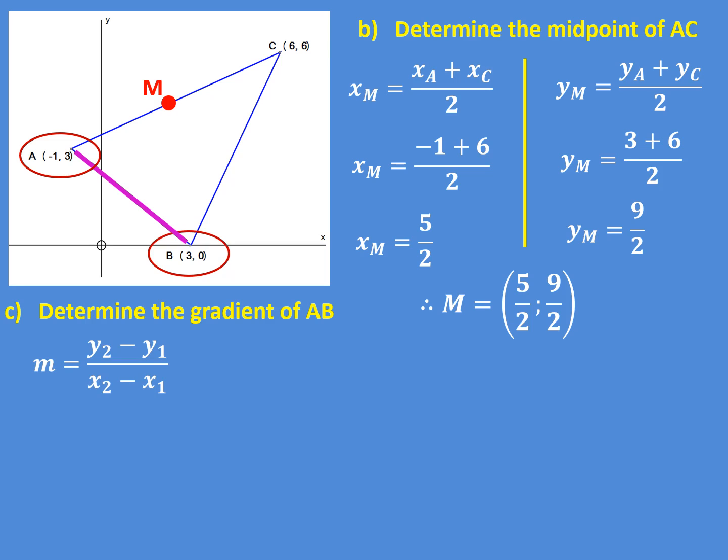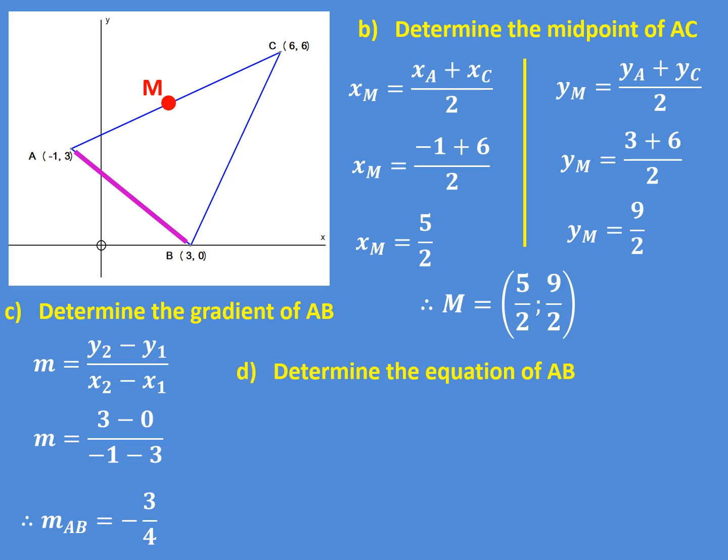Now the formula is y2 minus y1 over x2 minus x1. You can choose whichever coordinate you want to use first, but make sure you use it first on the top and on the bottom. So I've decided to use A first. So the y values will be 3 minus 0, and the x values, I have to use the x value in A first, so minus 1 minus 3. And I end up with a gradient of minus 3 over 4.